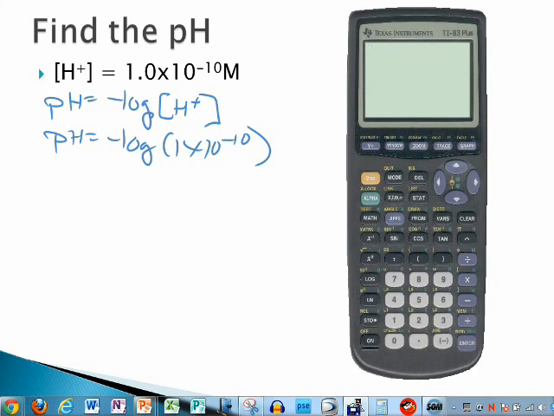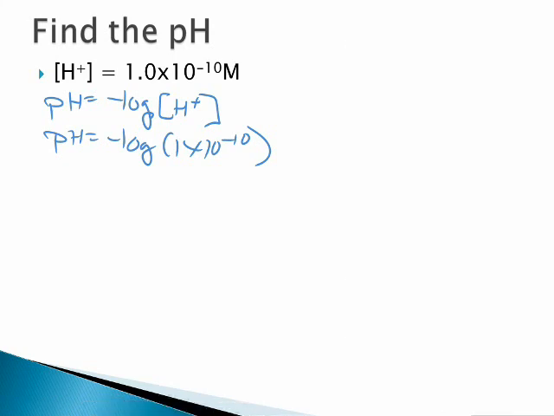So we find our log. We go minus log, let me clear this from the last one, minus log times 1E minus 10. Remember the E key, second function E, and we get 10. So that's a pH of 10, and that's a basic solution.